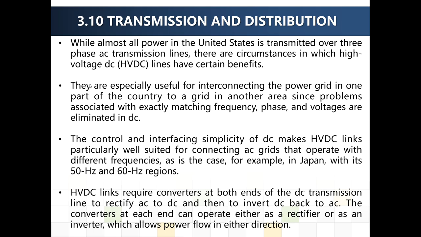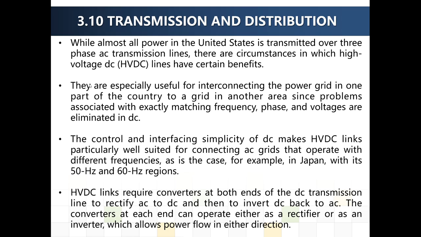The control and interference simplicity of direct current (DC) makes HVDC links particularly well suited for connecting AC grids that operate with different frequencies. For example, Japan has two AC grids with two different frequencies. One is 50 Hz, another is 60 Hz. So HVDC is suitable to link two different frequency AC grids together.